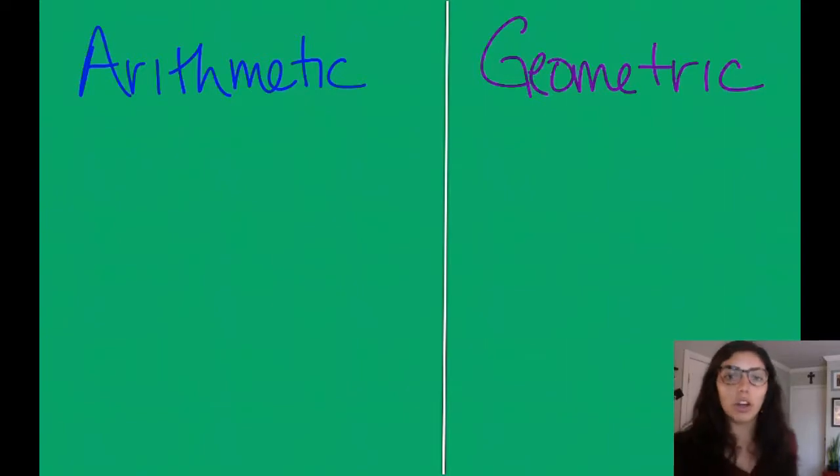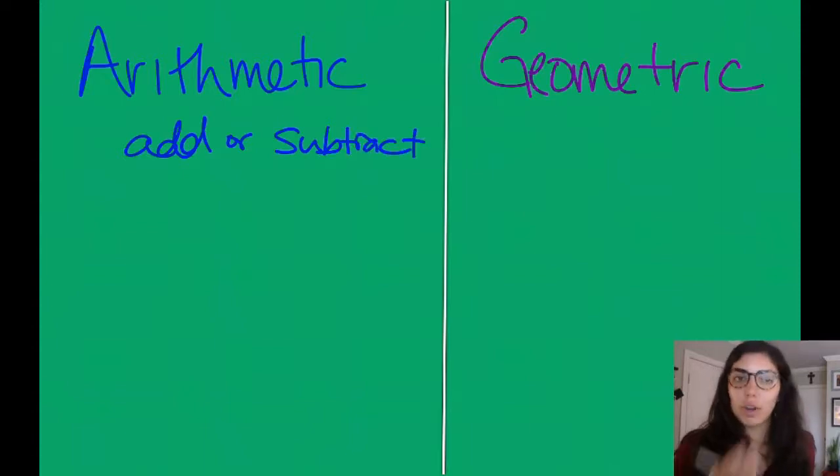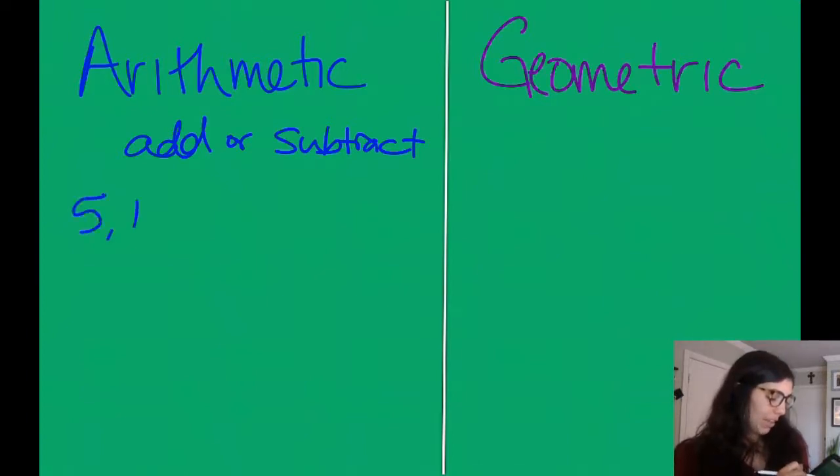The first one is called arithmetic. Say that out loud to yourself because you're going to say it wrong the first time. Arithmetic. So an arithmetic sequence uses addition or subtraction to have one number go to the next. So we're going to start a pattern. Let's say, for example, we have 5, 10, 15, 20, and the pattern will continue.